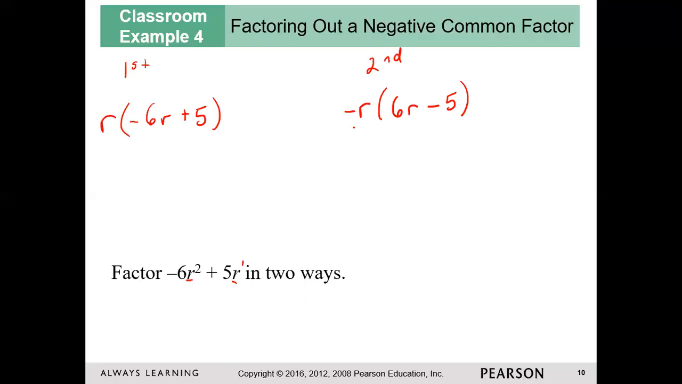The reason why they're trying to get your mind to think that you can factor out an r and you can factor out a negative r or negative 1r is to show you that you can change what's inside these parentheses as far as the signs are concerned. So over here you have this negative 6r plus 5, but let's suppose at some point in this course you want to have a positive 6r minus 5 inside the parentheses. The way that you're going to have to do that is to factor out a negative value, which will change the sign of the values on the inside. Okay?